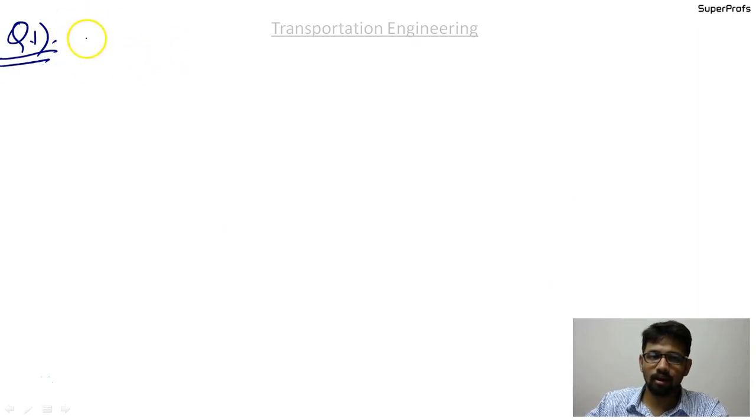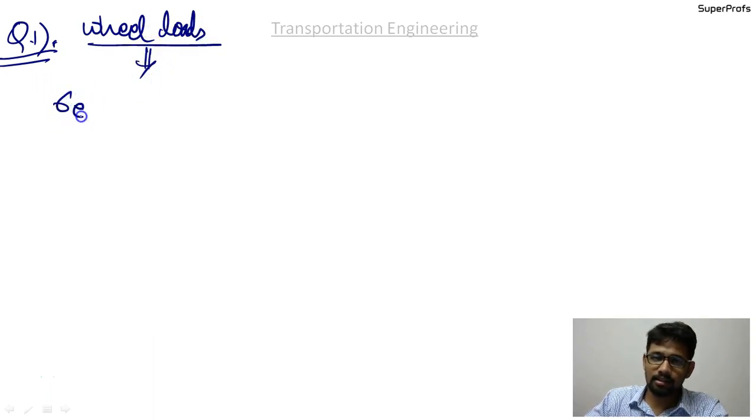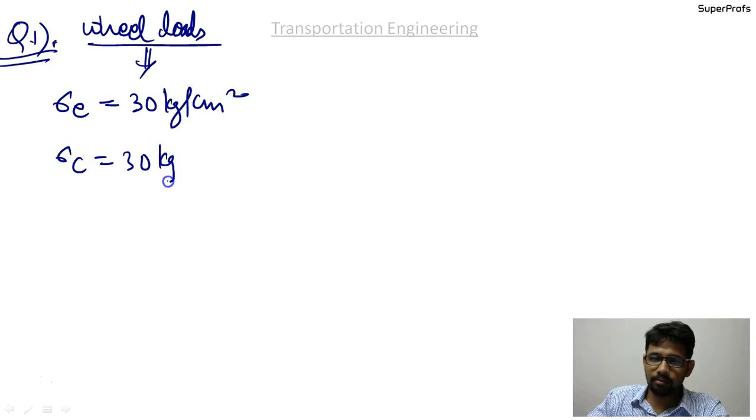Okay, at various locations at various conditions. For example, the stresses due to wheel loads. I'm writing wheel loads are being given as sigma E equal to 30 kg per centimeter square, and sigma C is equal to 30 kg per centimeter square. I'll explain these E and C terms.